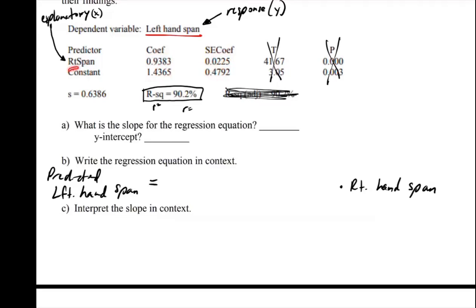Well, this is the x right here, right? We said right hand span is the x. So a coefficient is right in front of a letter. So if this is the x, the coefficient of that is going to be this. So this guy right here is the coefficient of x, which in our case is the slope.